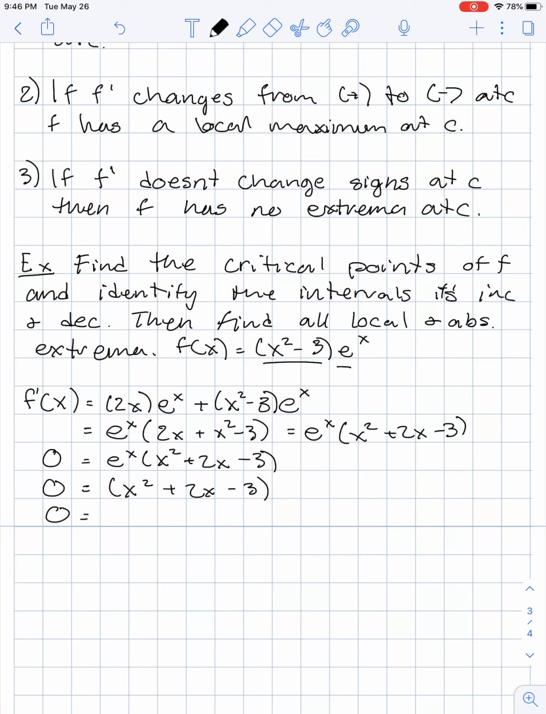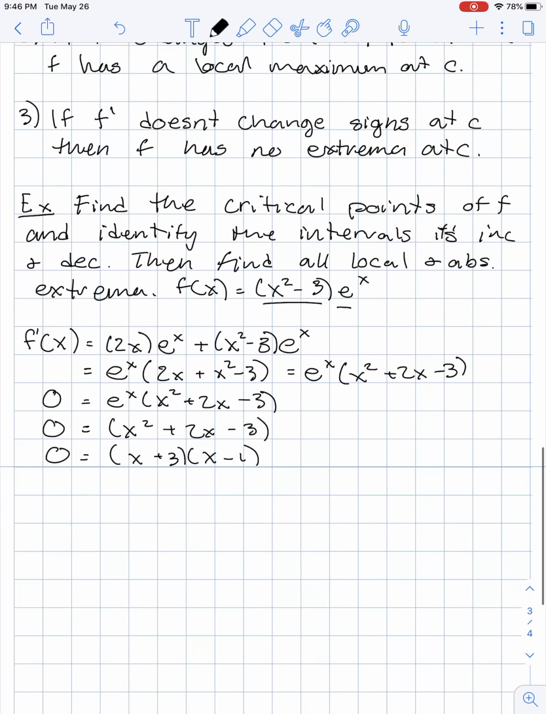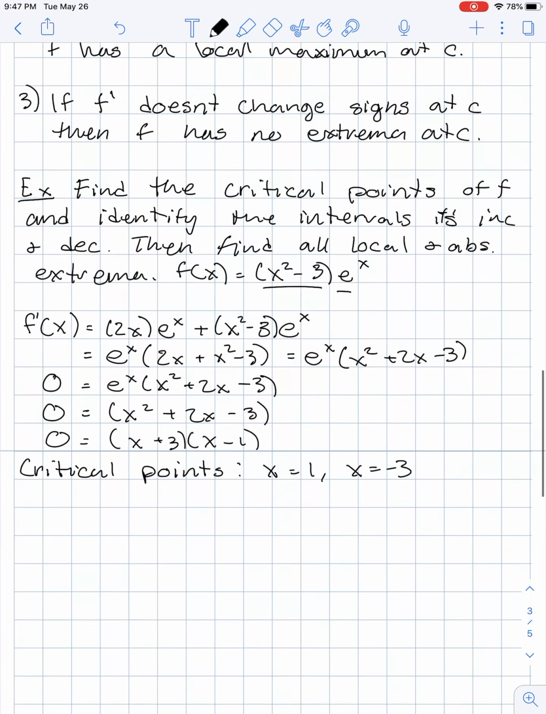And then I can go ahead and factor that, and that's going to be x plus 3, x minus 1, right? 3 times negative 1 is negative 3, and they add to positive 2. Okay, cool. So that means my critical points are x equals 1 and x equals negative 3. Technically, those aren't points, they're just x values.